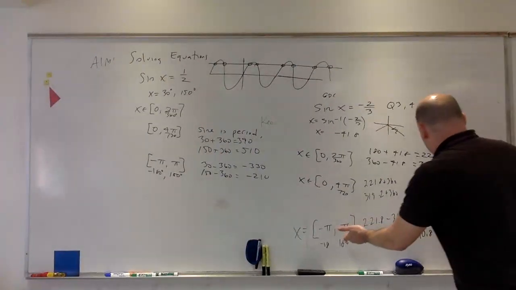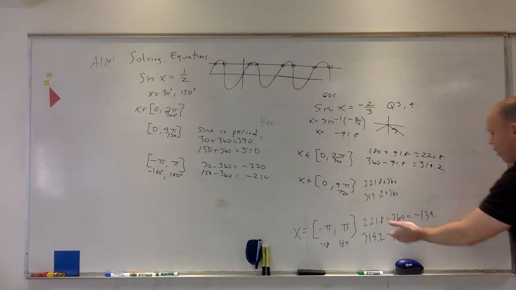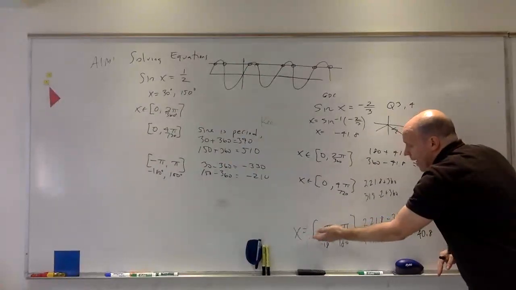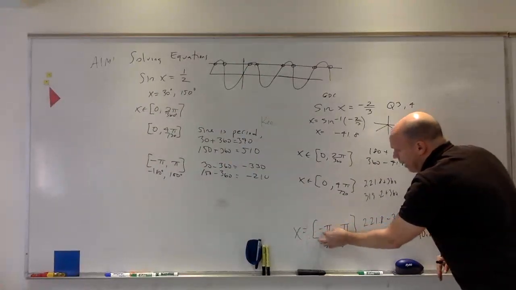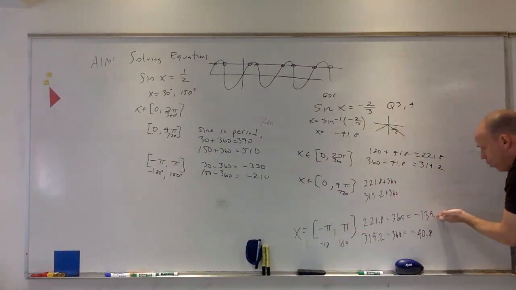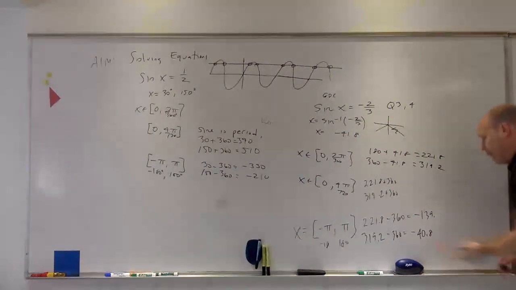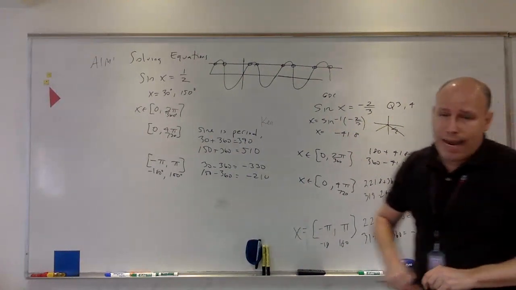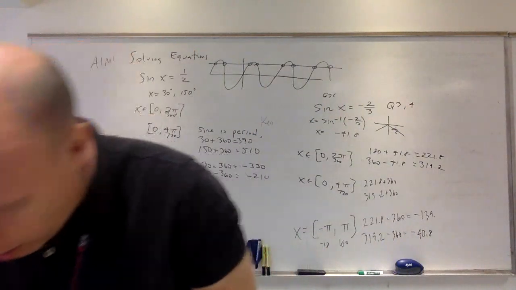So let's see. These don't fall in there. The only two solutions that would fall in the range of negative pi to pi that would satisfy this equation are negative 139 and negative 40.8, and that's basically it.